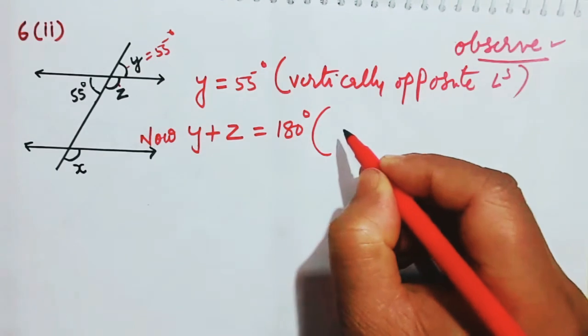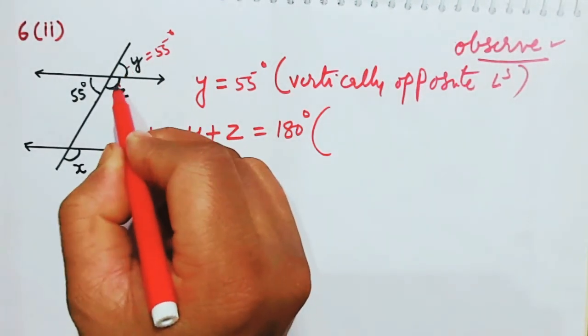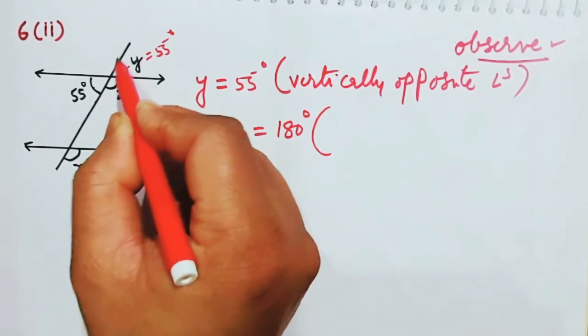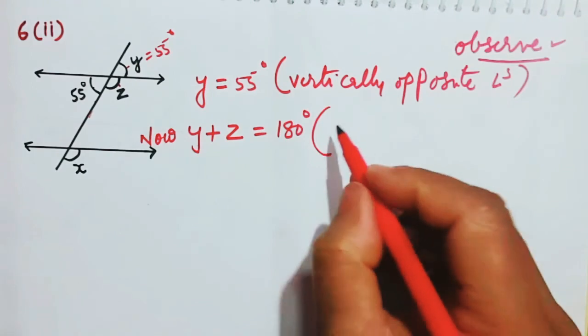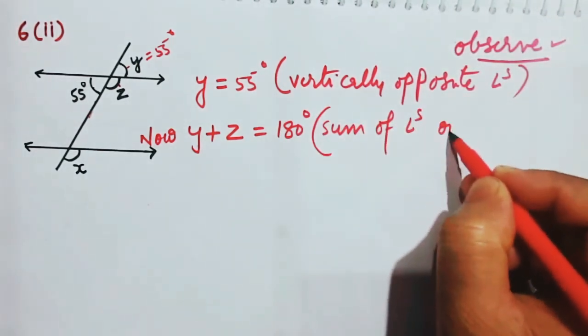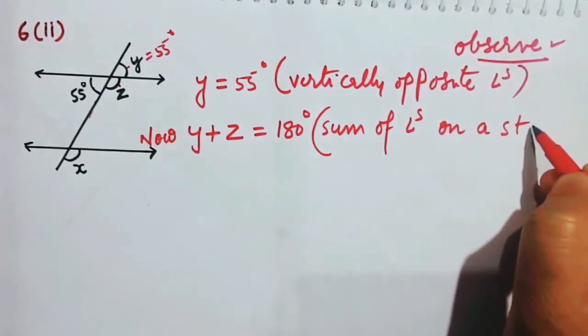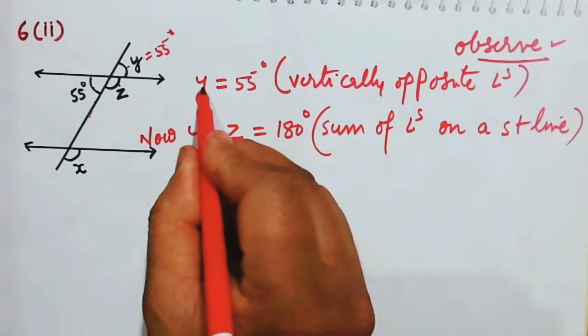So the reason for that is that the sum of adjacent angles on this straight line, this is your straight line, and these are the two angles. So sum of angles on a straight line. Therefore, what is the value of y?